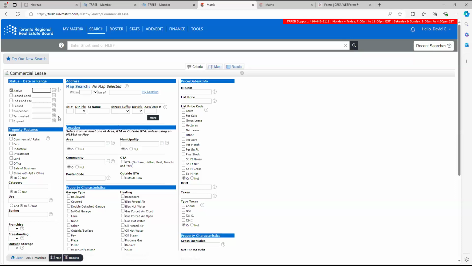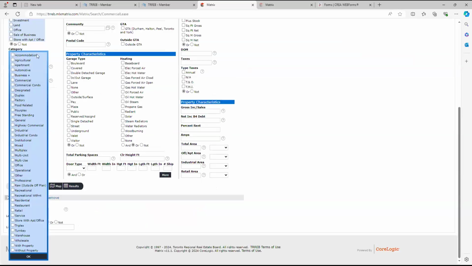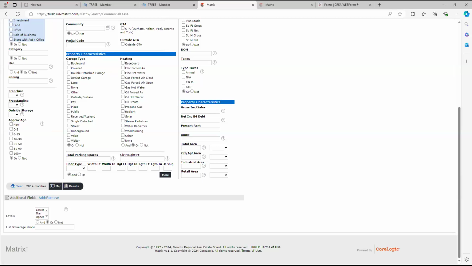So here, commercial lease, I'm looking for industrial. Look at here. Some people will ask, for the category, do I need to look for anything? If you know you want to, you can do so. Let's say warehousing, they have everything broken down here, right? Warehouse, whatever. But for me, as I said, I know the industrial area, right? I'm looking at an industrial property, so I will leave that blank.